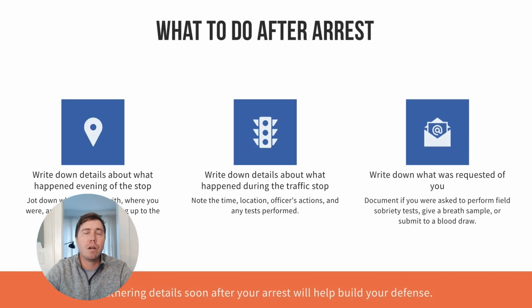So if you are arrested for an OWI, there are a few things you should do. You should first write down the details of what happened the evening of the stop, everything you know. Write down the details of the traffic stop, what the officer told you, what you told the officer, as well as your recollection of how the field sobriety tests were performed. And you're going to want to write down what was requested of you by the officer. Getting those details down is important to review with your attorney.